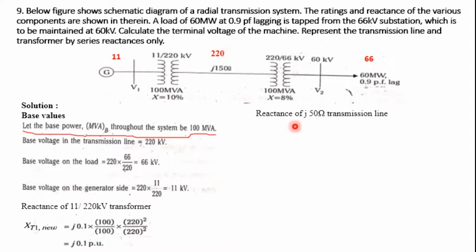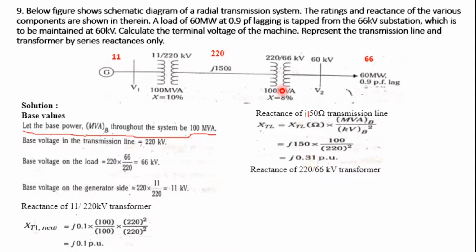So similarly for the transmission line. What we got? This is not 50, this is supposed to be 150. Okay, this is the 150 line. XTL per unit is equal to X times MVA base by kV base square. So 150 into MVA base, what is it? 100 MVA. What is the voltage on the transmission line? 220. Square of this value, we will get 0.31 per unit.